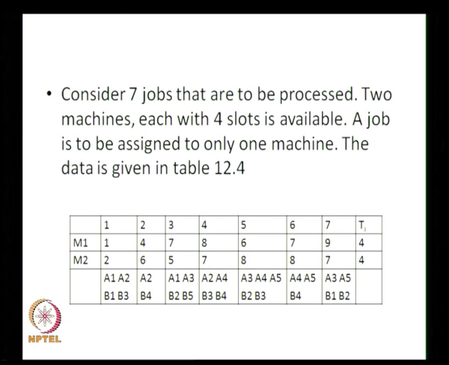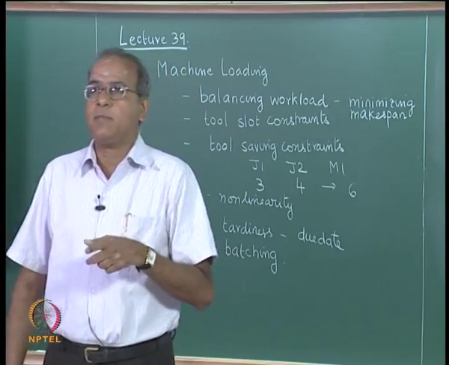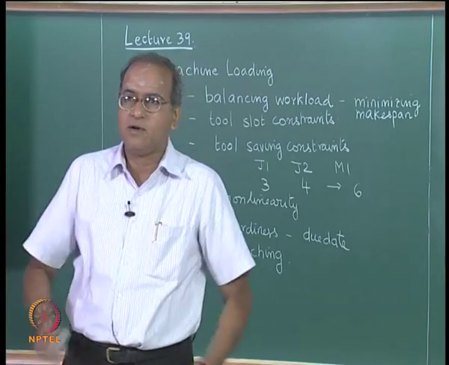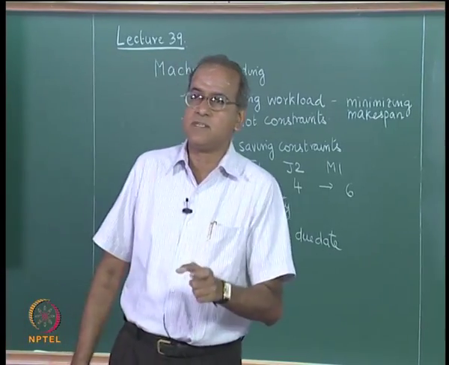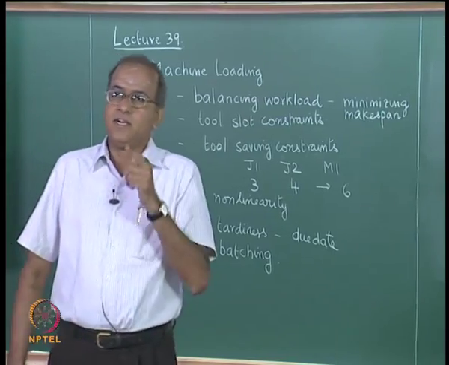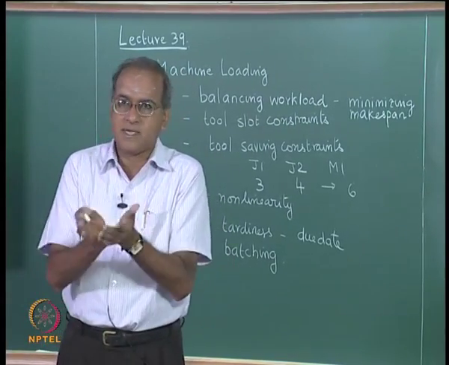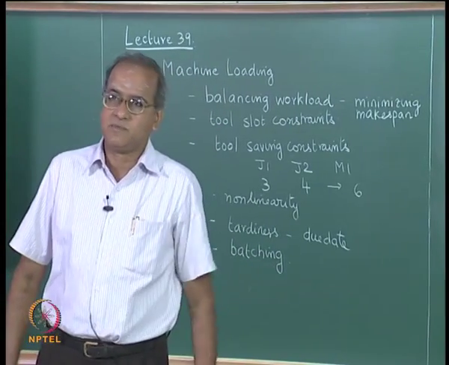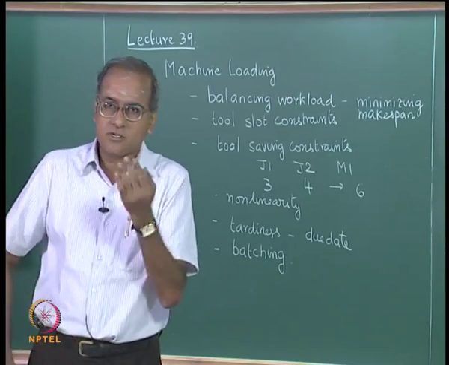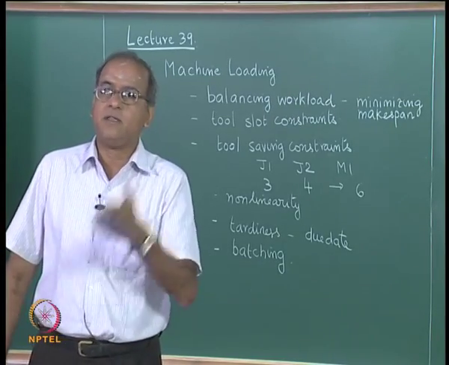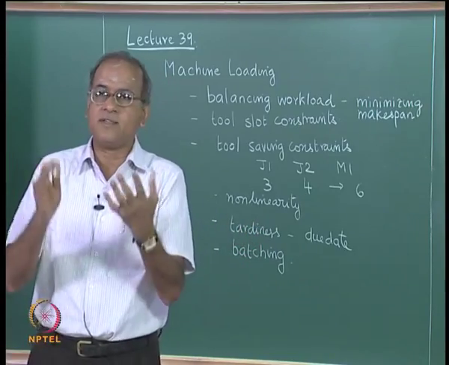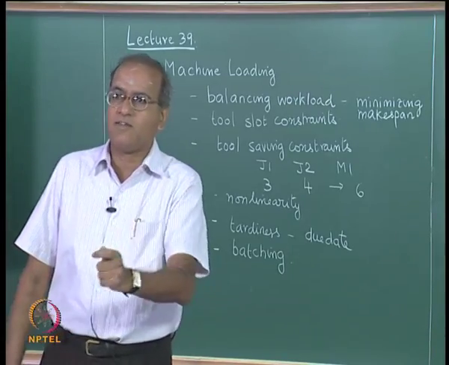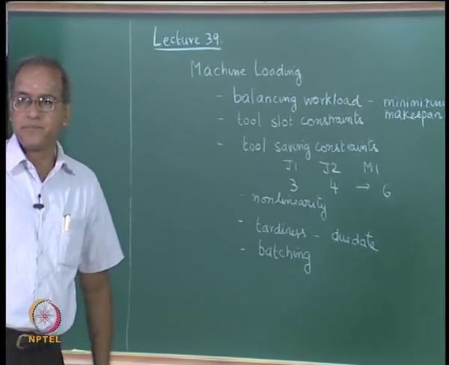Obviously, there is a tool saving slot constraint, because if J1 and J2 are both assigned to M1, then it is enough to have only 2 tools A1 and A2. The difference here between this example and the earlier example is, here we are specifying the tools. We number the tools, each tool has a unique identity. In the earlier example, we said it requires a certain number of tools and some number of tools can be shared. So, we bring in one more level of detail into this problem.